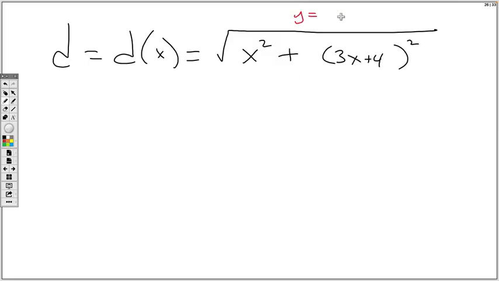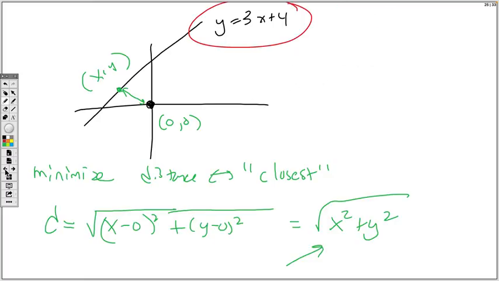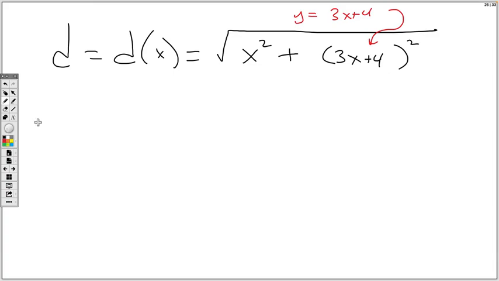So here we're using the constraint right there. So our distance is our objective function. Here's our constraint. Do we have any restrictions on x? I mean, we've got that entire line to think about, right? So we're good. That's it. So off to the races.